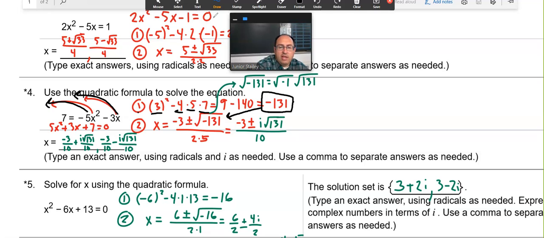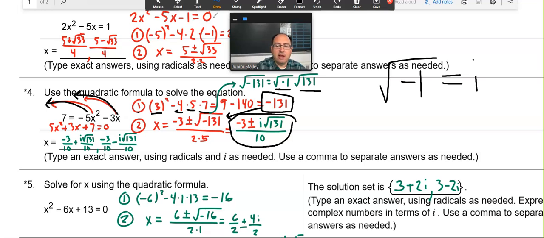The square root of -131 is the square root of -1 times the square root of 131. What? The square root of -1? Oh, I remember that from a previous lesson. That's the imaginary value i. Okay. So that's why you see me writing my answer like this. Now, 131, not a nice number. No perfect squares go into it. Leave it alone. So you can see my answers down here.